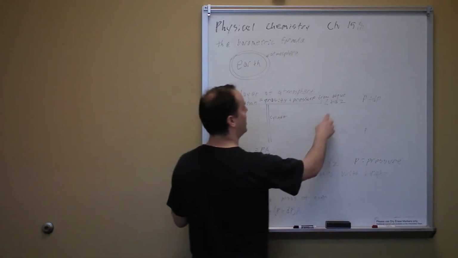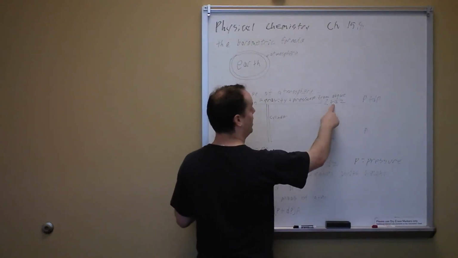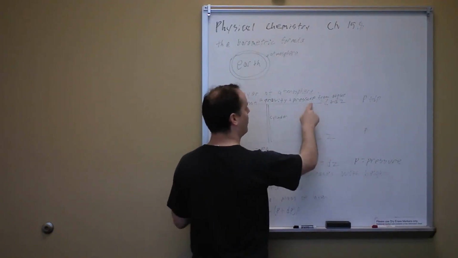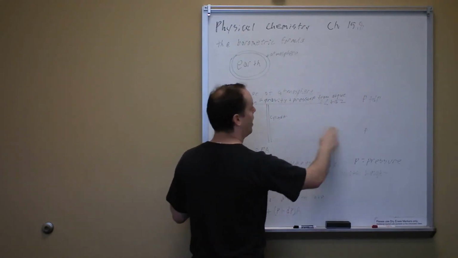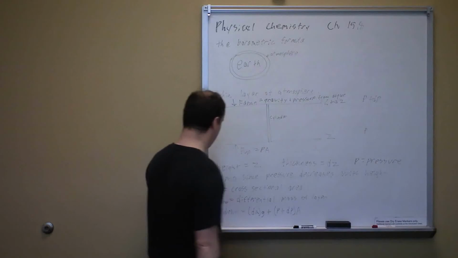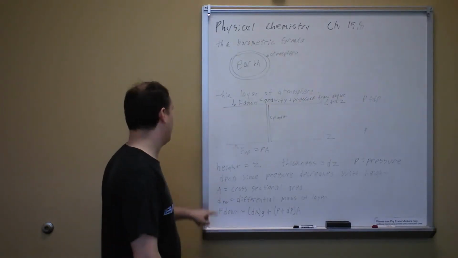Now one thing that we said about this Z plus dZ: this dZ is going to be positive because we're increasing height, but we all know pressure decreases with height. So this dP is actually going to be a negative number. dP is less than 0.